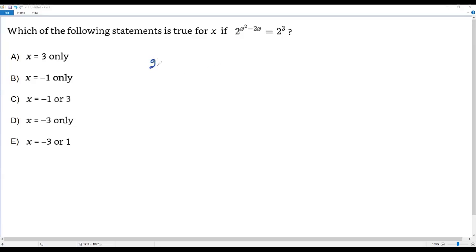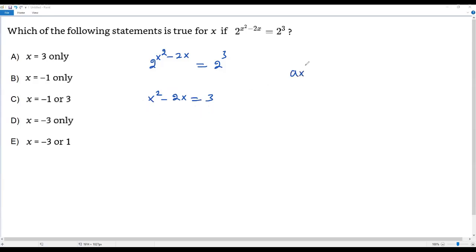Now let me write the given exponential equation as it is. That is 2 to the power x squared minus 2x equals 2 to the third power. So here two terms are equal with the same base 2. Whenever two terms are equal with the same base, we can equate the exponents. When I equate the exponents, I am getting x squared minus 2x equals 3. Here I am getting a quadratic equation, but it's not in standard form.